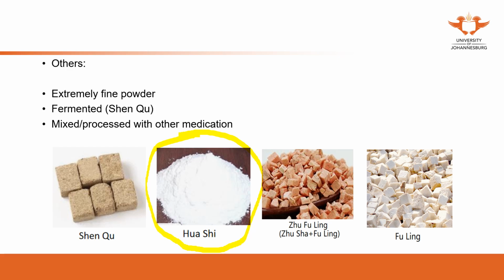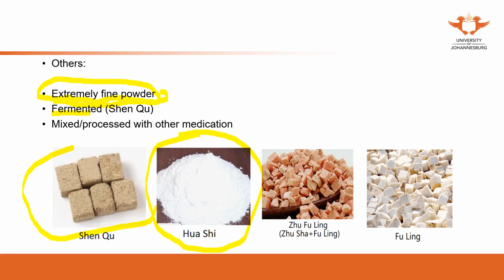You take the substance at the bottom, and this becomes 滑石. When you see 滑石, you will see it is a kind of fine powder. It is extremely fine powder. So that's one way to process.